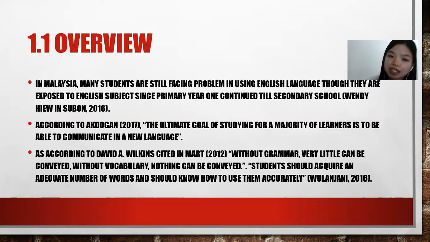So here we can see that even though they have received English education from year 1, they are still not able to use it. So it is considered a failure in Malaysian education. And according to David, without grammar very little can be conveyed, and without vocabulary nothing can be conveyed. In this context, students should be able to acquire an adequate number of words and know how to use them in context.